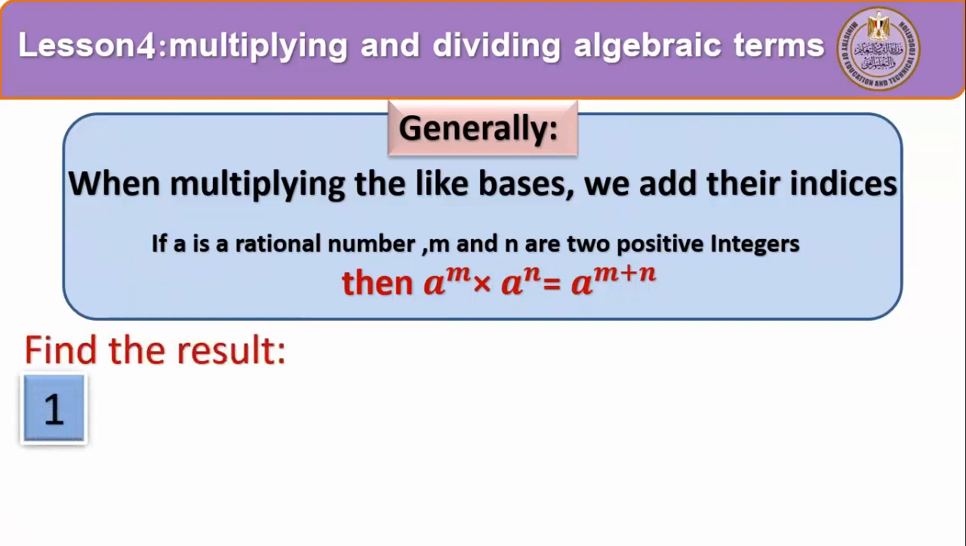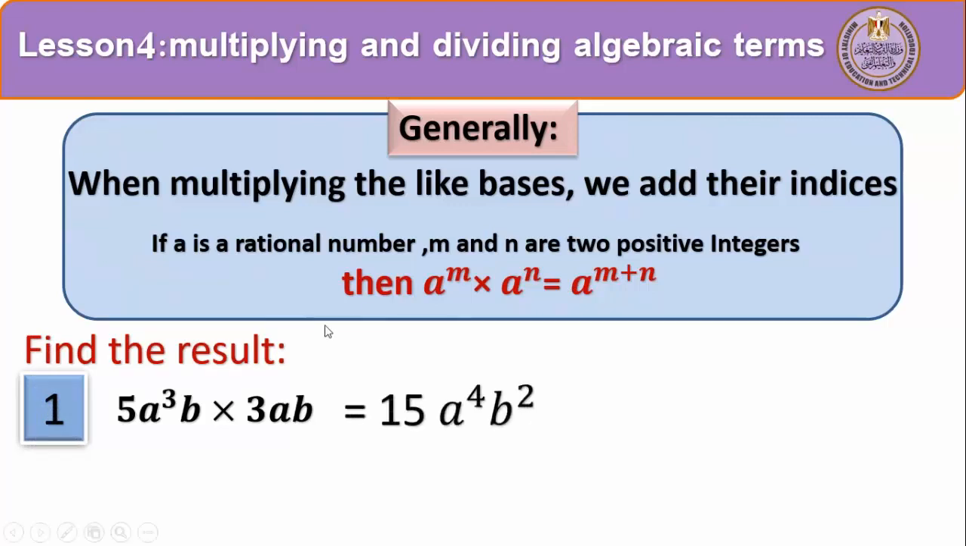Now, can you find the result with me? 5a power 3 b times 3ab. Firstly, we must multiply the coefficients first. Here we have 5 as a coefficient for the first algebraic term and 3 as a coefficient of the second algebraic term. So we will multiply 5 by 3 to get 15.